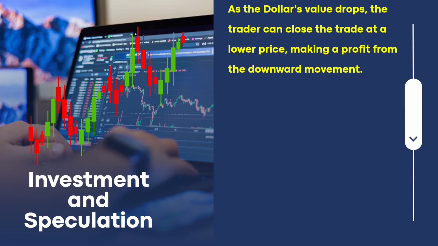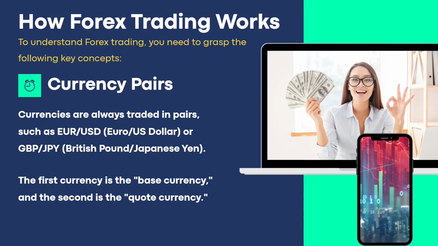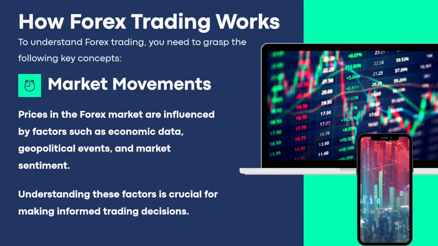Now, let us look at how forex trading works. To understand forex trading, you need to grasp the following key concepts. Currency pairs, which we already looked at. Currencies are always traded in pairs such as EUR/USD or GBP/JPY, which is British Pound, Japanese Yen. The first currency is the base currency and the second is the quote currency. The other thing to understand is market movements. Prices in the forex market are influenced by factors such as economic data, geopolitical events, and market sentiments. Understanding these factors is crucial for making informed trading decisions.